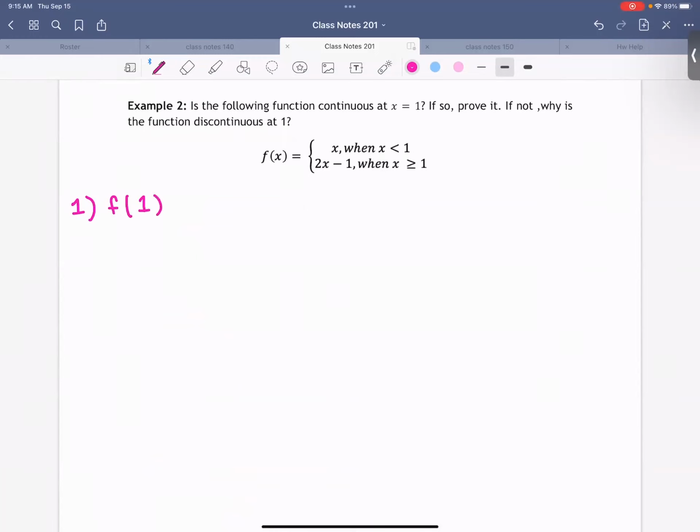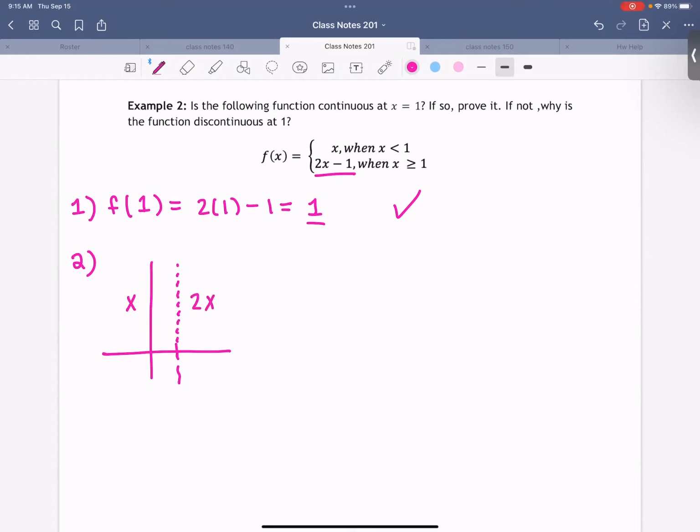So let's see if f of 1 exists. What is f of 1? 1, because you're going to plug it into 2x minus 1, right? 2 times 1 minus 1 is 1. Okay, so f of 1 obviously exists, right? So we're good. Okay, so if you want to prove that something's continuous and passes number 1, this is all you have to write. Okay, number 2, I'm not going to graph the function, but let me just sketch out what this function would look like if I did graph it. To the left, we have x, right? And when x is bigger than 1, we have 2x minus 1.